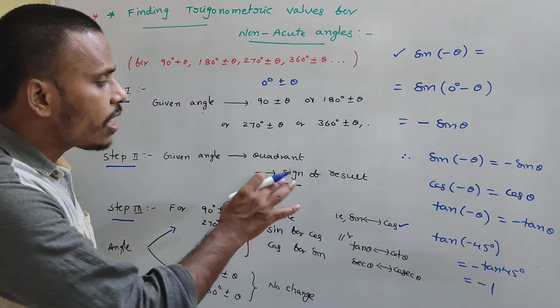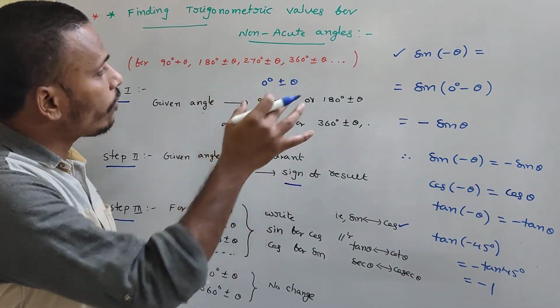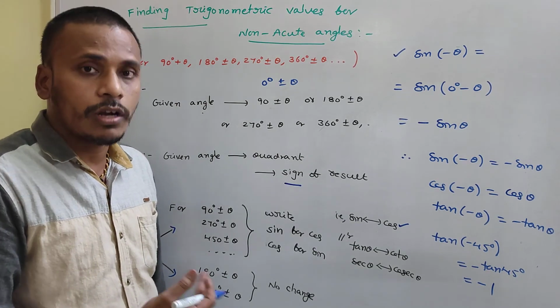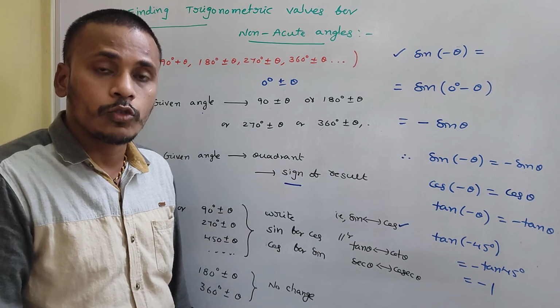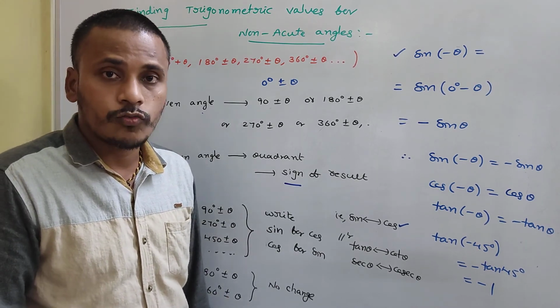So at the end, this is the knowledge to find the trigonometric values for non-acute angles. You just write one or more, and automatically you will get a confident approach to find the values for non-acute angles. And that's for this class.